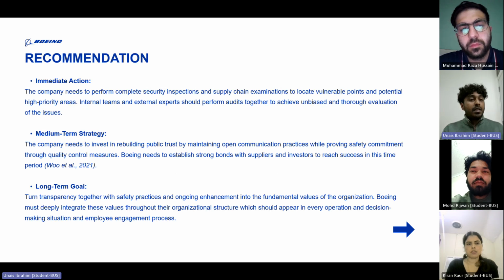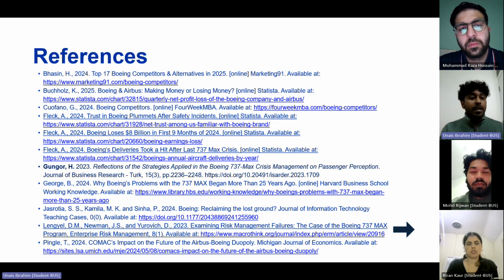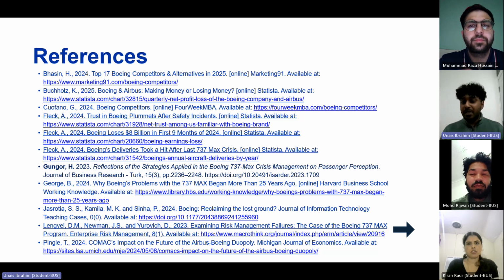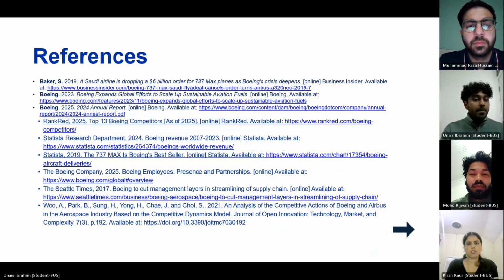And moving to the next slide, here we can see the recommendations: immediate action, medium-term strategy, and long-term goal. And yes, this was all about our presentation. Here we can see the references.